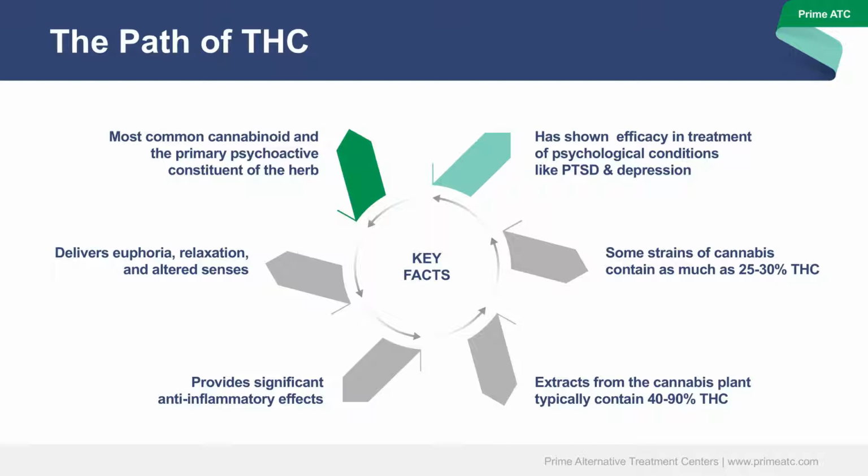Some strains of cannabis may contain as much as 25 or even 30% THC. The intensity of such strains can cause confusion, disorientation, and paranoia in some patients. Yet, for patients with high tolerances for cannabis or patients with chronic pain, high-potency concentrates exist, and extracts from the cannabis plant can typically contain 40 to 90% THC.